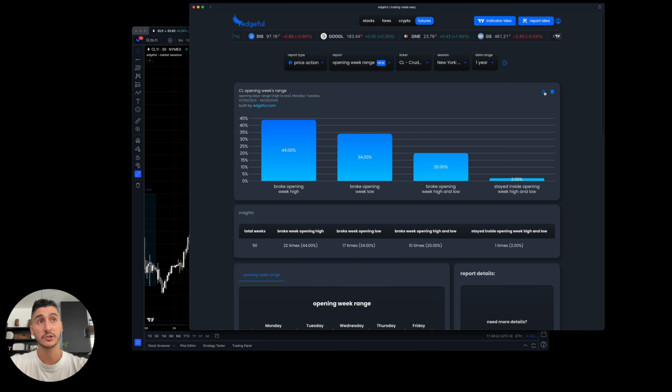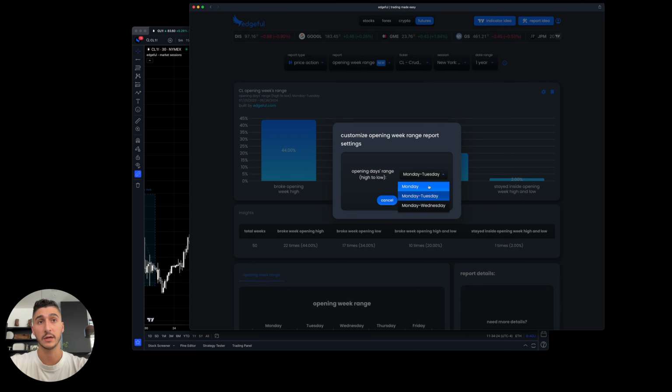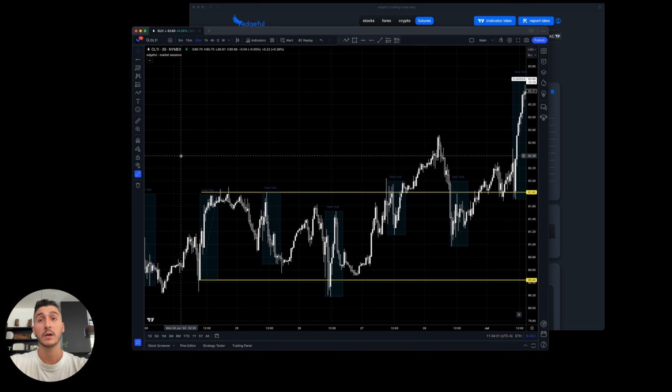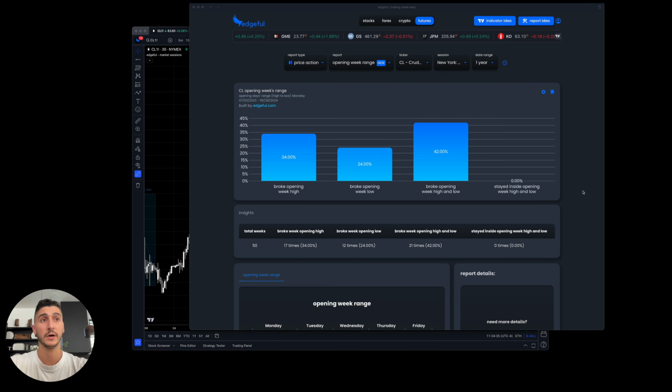The customization here allows you to switch the range that you're looking at. So if I switch to Monday, you can see that now if you just change this to Monday's range, which in this case is pretty close, it breaks both sides. The rest of the week will break both sides of Monday's range 42% of the time. And 0% of the time in the entire last year has it stayed within Monday's range.